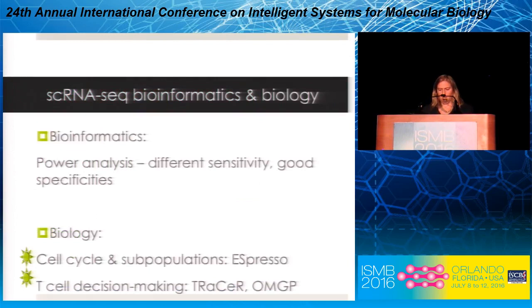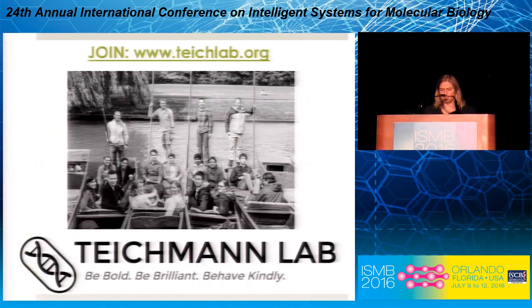mouse. And so just to summarize, I've talked about assessment of different protocols using spike-ins to compare their sensitivity and specificity. And I've talked about how we can analyze the cell cycle in different subpopulations in ES cells and serve that data with the Espresso database and the distance to the median method for calculating expression level and regressing noise. And then for the T-cell decision-making, I mentioned the TraCeR method very quickly and the overlapping mixtures of Gaussian processes. And I'll just finish with this slide, and thank you for your attention, and I'll take questions.